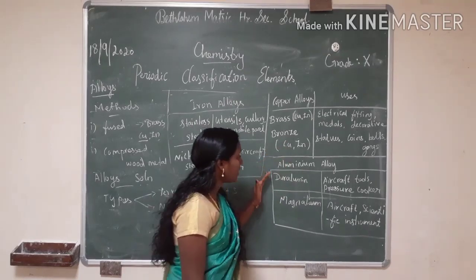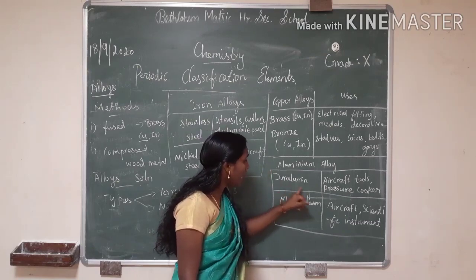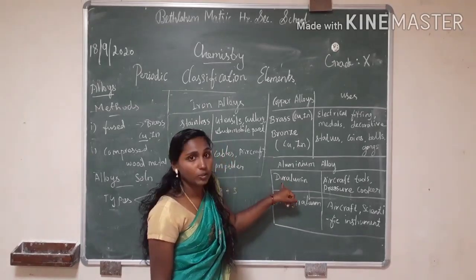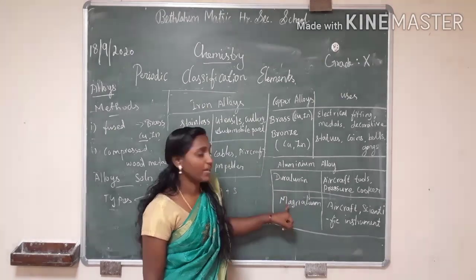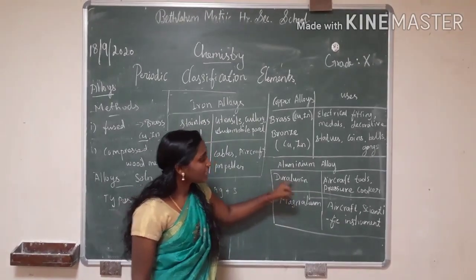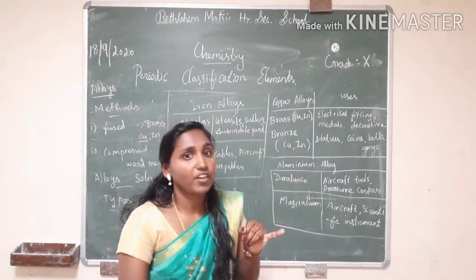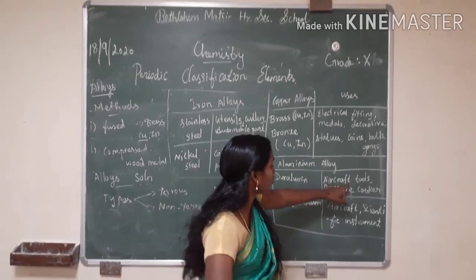Okay. Then aluminium alloys. This aluminium alloys, example duralumin and magnesium. Duralumin and magnesium. Duralumin is used as aircraft tools. Aircraft tools means aeroplane parts.